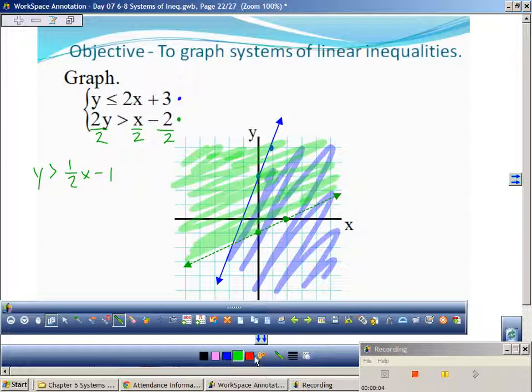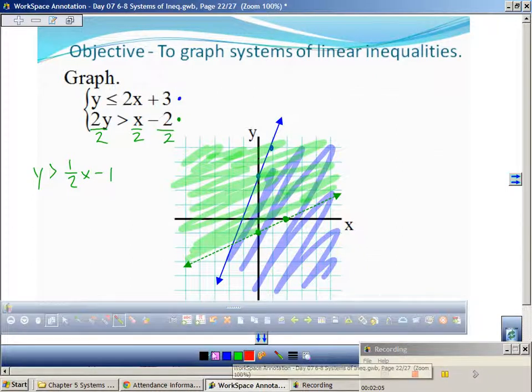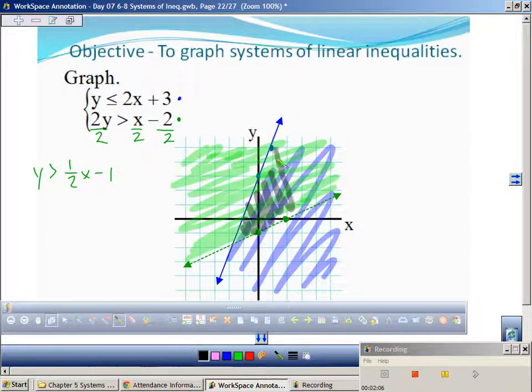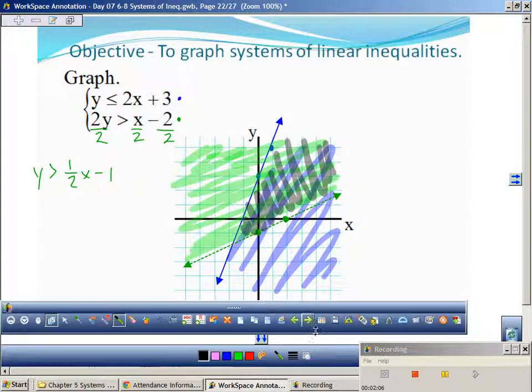All right. So let's find our intersection. Is this a solution for both graphs? Just where I have the same colors. Yeah, I can see the green. You just look for where there is green and blue, and that's where our solution is. Okay, moving on.